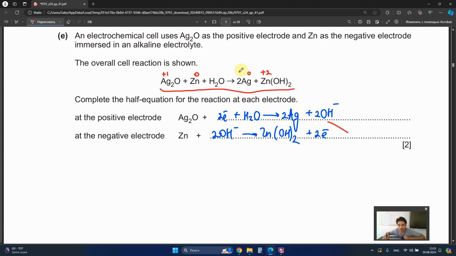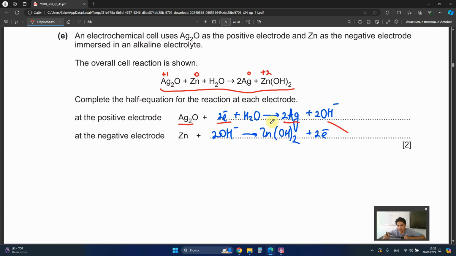And it's a reduction process. If you remember, according to the OIL RIG mnemonic rule, reduction is gain of electrons. So one silver ion needs one electron to turn into neutral silver. But we have to double this because silver is represented as two atoms here. So we have to show two atoms of silver, and two atoms require two electrons to get reduced from silver ions. So we show two electrons and silver two here.